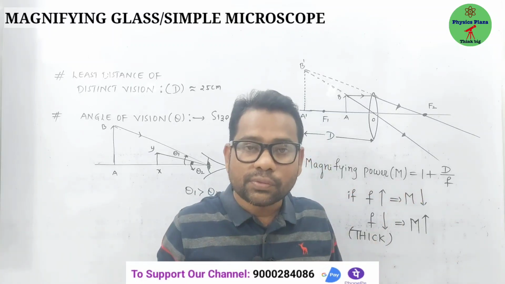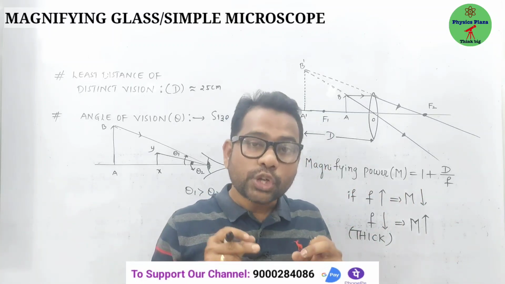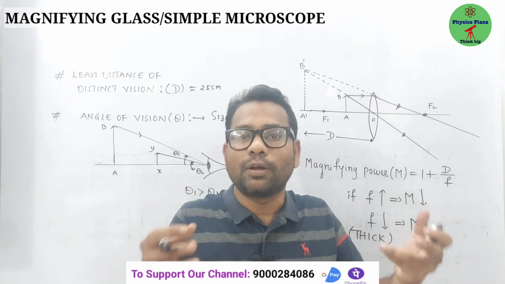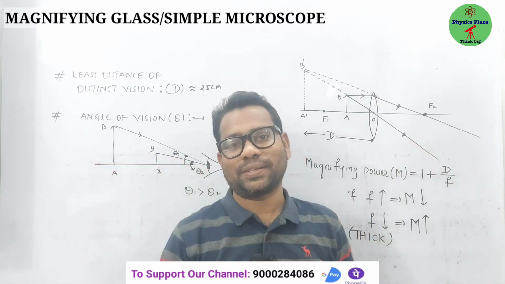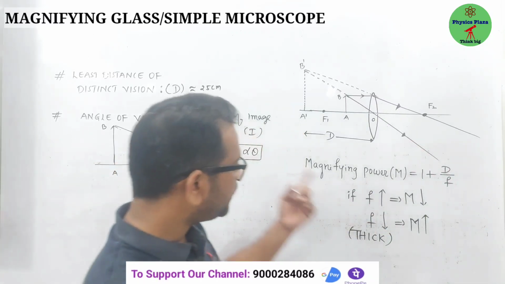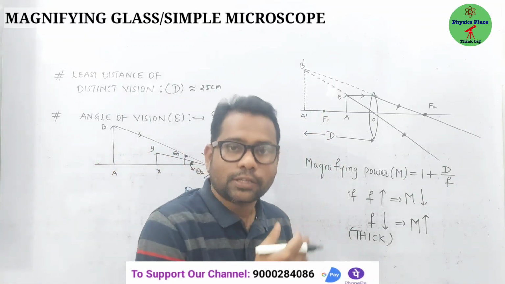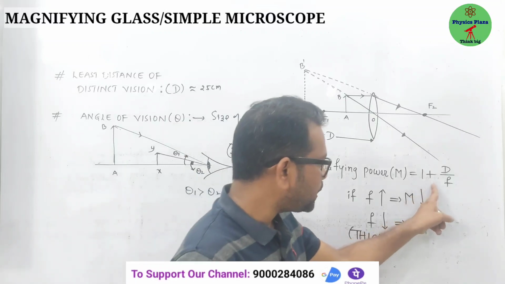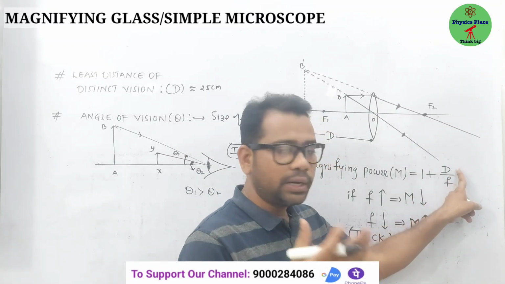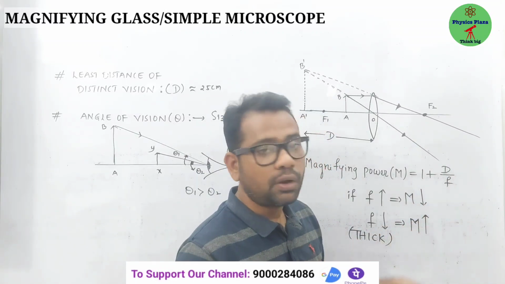A convex lens with a short focal length. Short focal length means more power. More power means thick lens. Okay. So how to calculate the magnifying power of a given convex lens, a magnifying glass or simple microscope? It is 1 plus D by F. D is the least distance of distinct vision. F is the focal length.